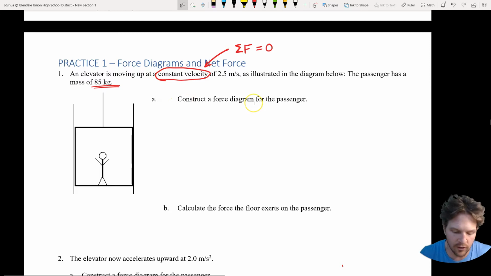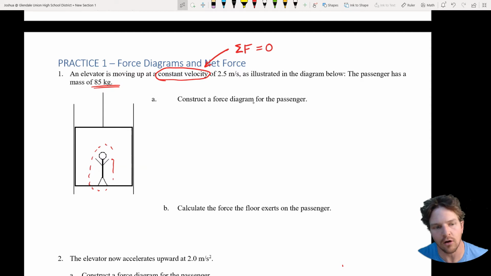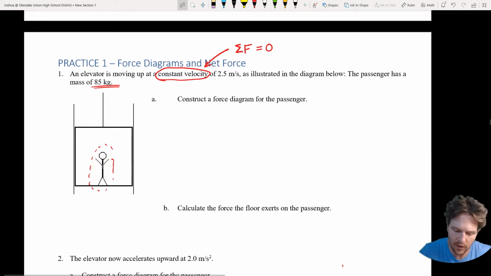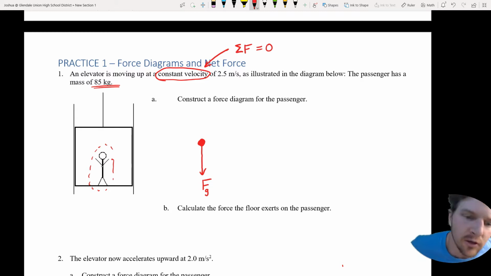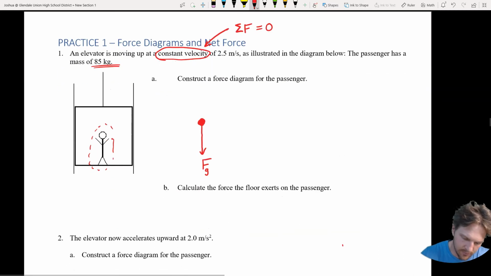So construct a force diagram for the passenger. So here is the passenger. I'm going to draw only forces that are acting on the person, right? So I can squish them down into a dot. I have the force of gravity that is pulling straight down towards the earth. Sometimes we call that weight. I'm in the mood to call it force of gravity right now. And then right here, there's the ground, and the floor is pressing up into the person. We call that force a normal force.